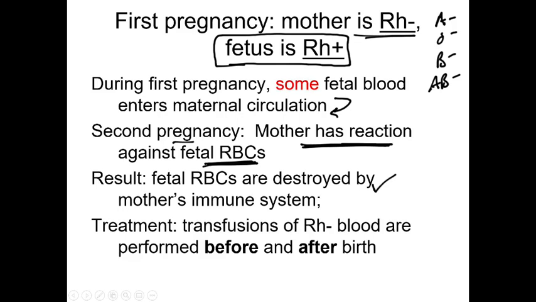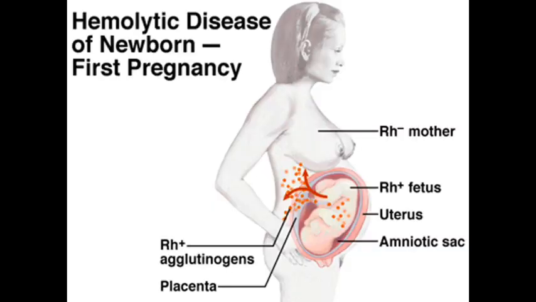Now, this can be treated with transfusions if it is understood, but it also can lead to death of the fetus. So let's look at what happens in a visual idea. So mama is Rh negative. The baby is Rh positive. This is the first pregnancy. It's fine. Some of the baby's blood is going to come out and get into the mother's circulation. It's like the mother has been vaccinated or has been primed to create immune responses against the Rh factor. So in the first baby, everything's fine.